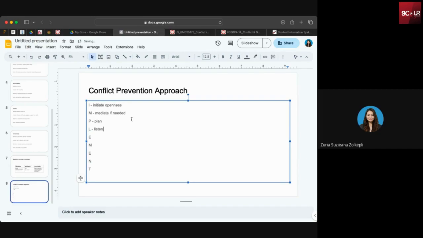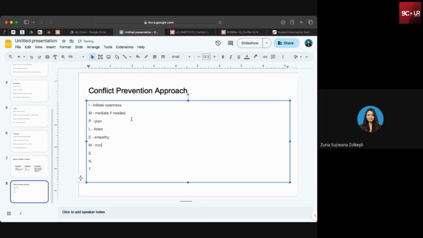L is again listen. You have to listen attentively to other people's needs, not just by hearing, but try to understand where this idea came from, where this emotion comes from. Try to listen not just to the message, but to feelings as well. And with listening, you will have empathy. If you have empathy, it can prevent conflict in the first place. It all goes back to understanding people's behavior and emotion.